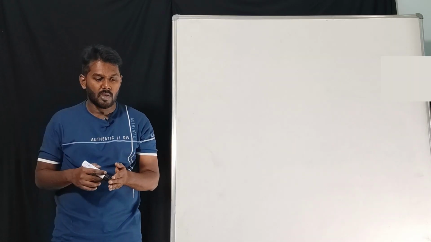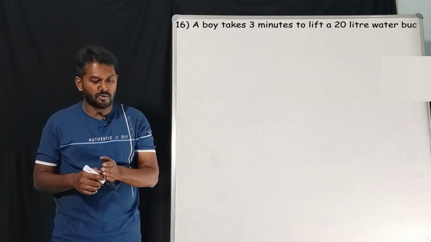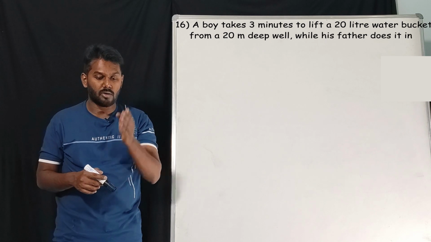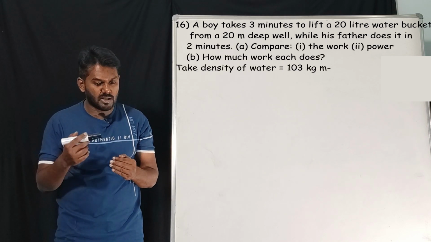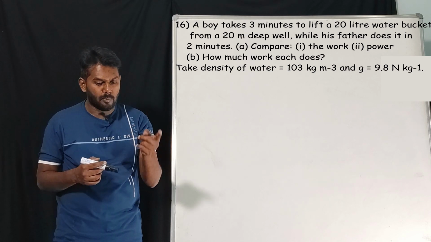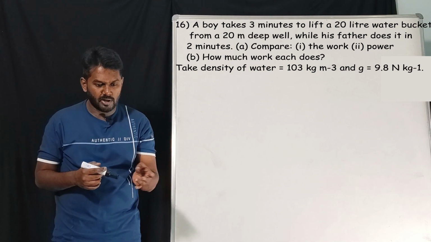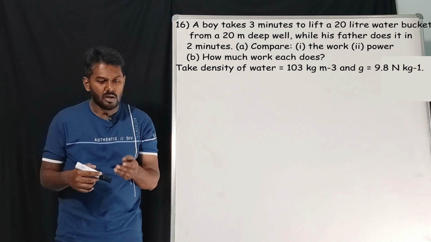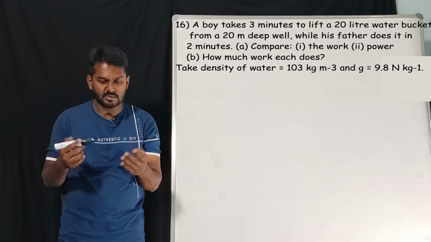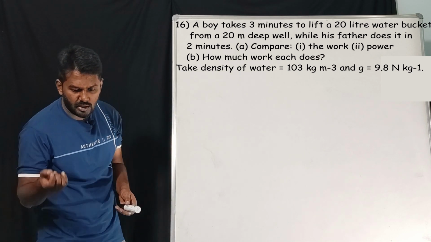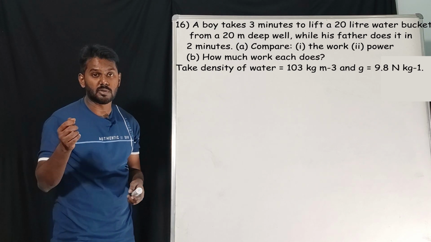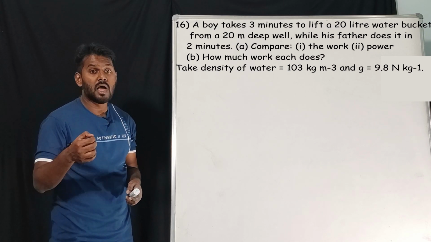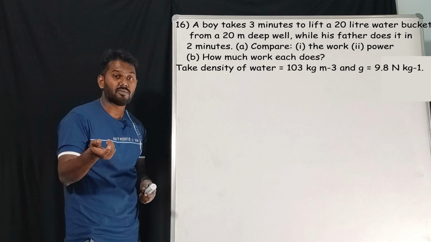Our last question. A boy takes 3 minutes to lift a 20-liter water bucket from a 20-meter deep well, while his father does it in 2 minutes. Compare the work and the power developed by them. Second one, how much work each does. So they have given density of water and gravity as 9.8. It is very much important. Gravity they have given as 9.8. In all the questions they have given 10.